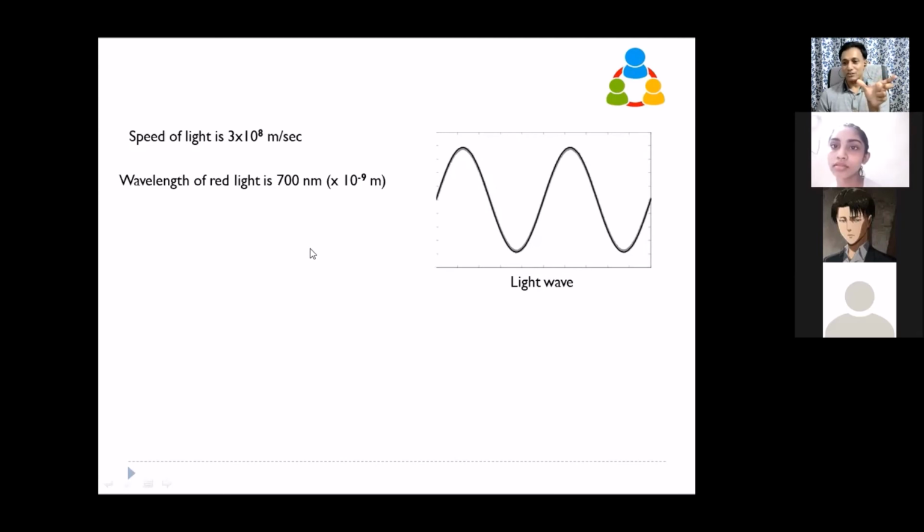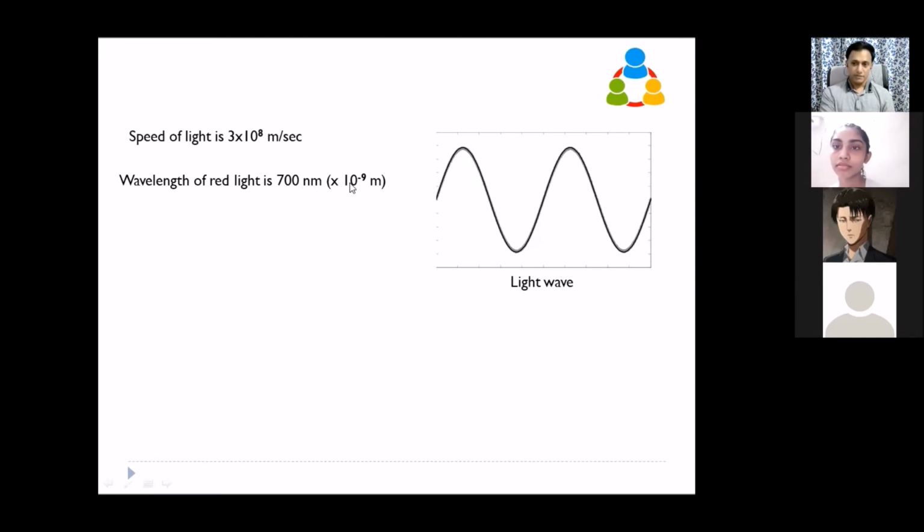Wavelength, like the length of the ant. Instead of ant, here it is wave. What is wavelength? Length of wave, right? As for red light, it can vary. Approximately, you consider it is 700 nanometer. 1 nanometer is 1 into 10 raised to minus 9.